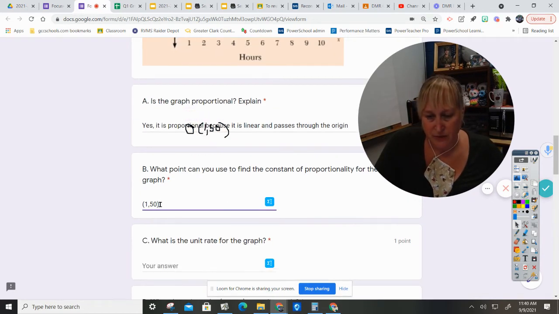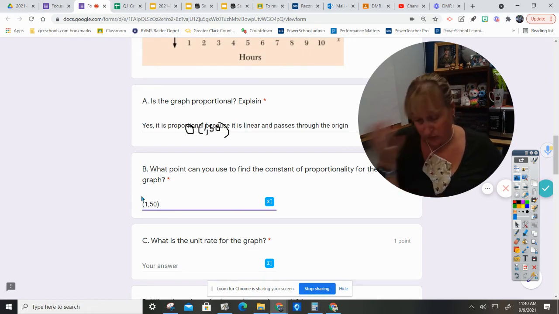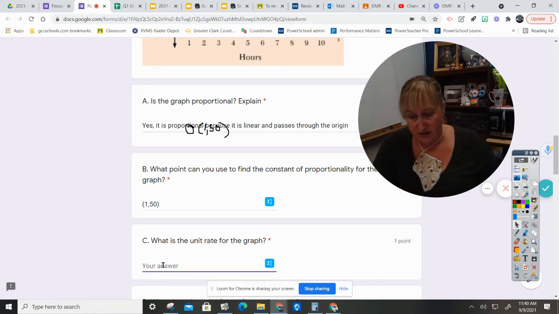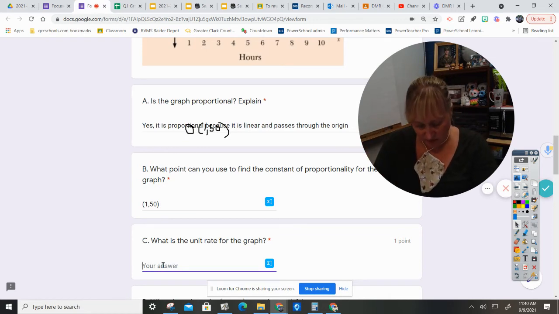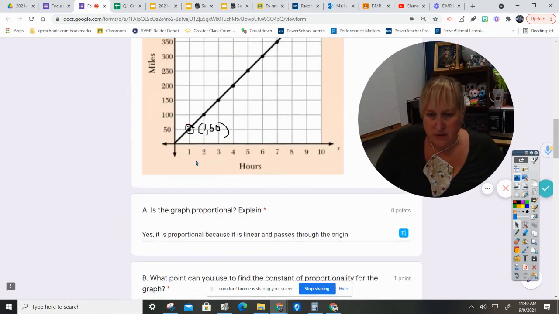What is the unit rate for the graph? Well, this point right there, since it's with a 1, that is the unit rate. If it wasn't, I would have to divide my y by my x, and that would solve. But we can just solve this by saying 50 miles per hour. That makes sense. 50 miles per hour.